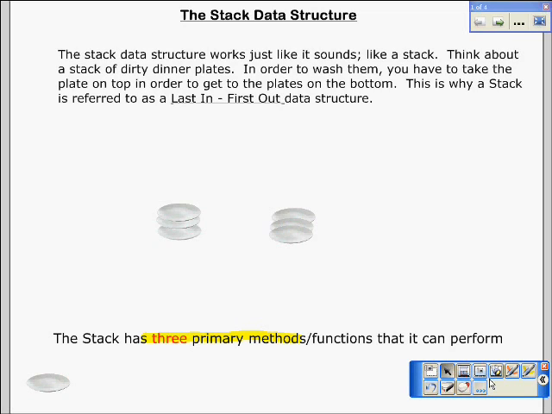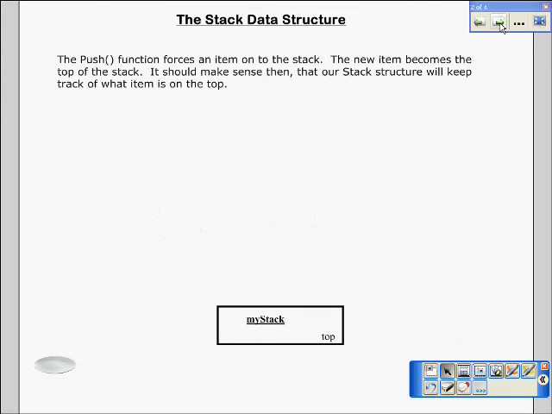So moving on to the first method that we're going to perform on our stack, and that is the push function. It places an item onto the stack. The new item becomes the top of the stack. So no matter how high it is, our new one is always on the top. We can't slide any in the middle because it's last in, first out.